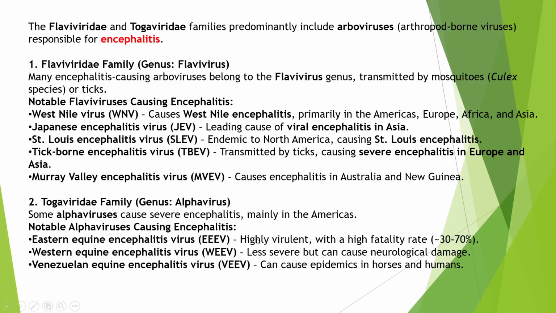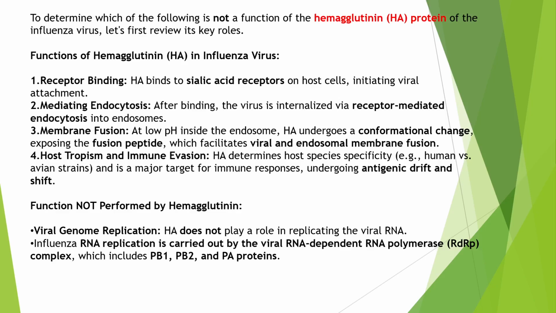So among these, the Eastern equine encephalitis virus is highly virulent, and it has a fatality rate of more than 30%, and it can be as high as 70% in some areas. Then Western equine virus is less severe, but however, it causes neurological damage. Then Venezuelan equine encephalitis virus can cause epidemics in horses and in humans both. So this was about the Flaviviridae and Togaviridae families.